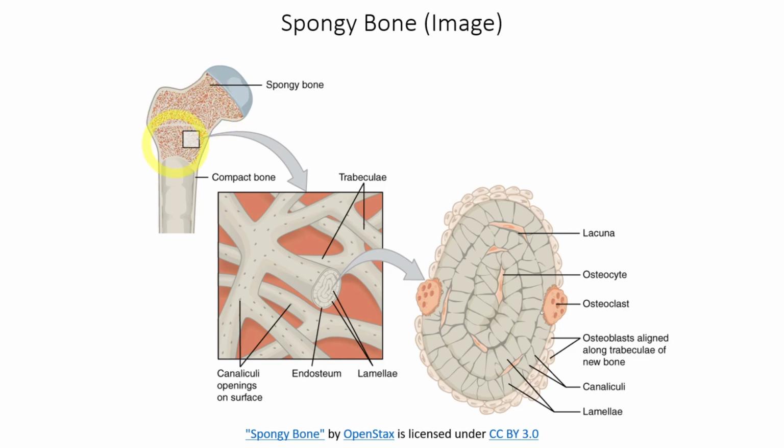But if you go here to the metaphysis, below the epiphyseal line, you look at all this red marrow, and between the red marrow are these lattices of trabeculae. You cut through one of them, and it looks a lot like an osteon except a little less symmetric. There's not really much of a central canal. It doesn't need a central canal because it's literally surrounded by blood all around in the red bone marrow.